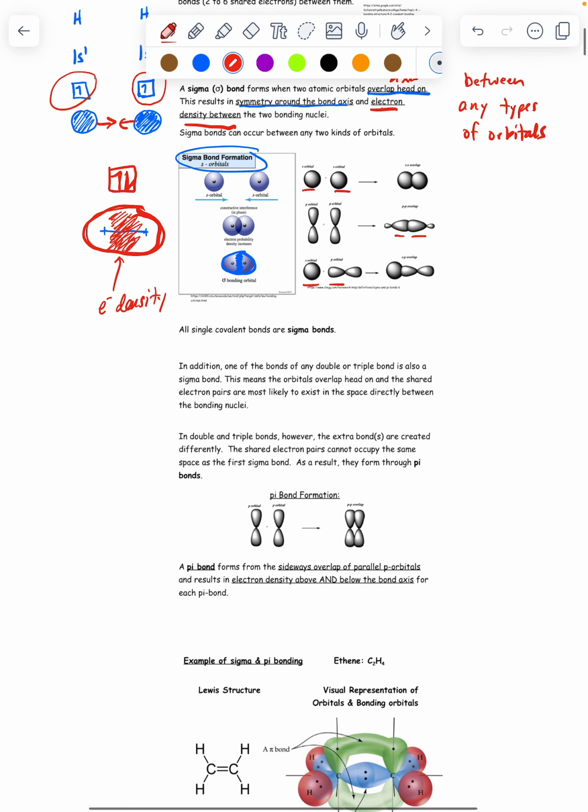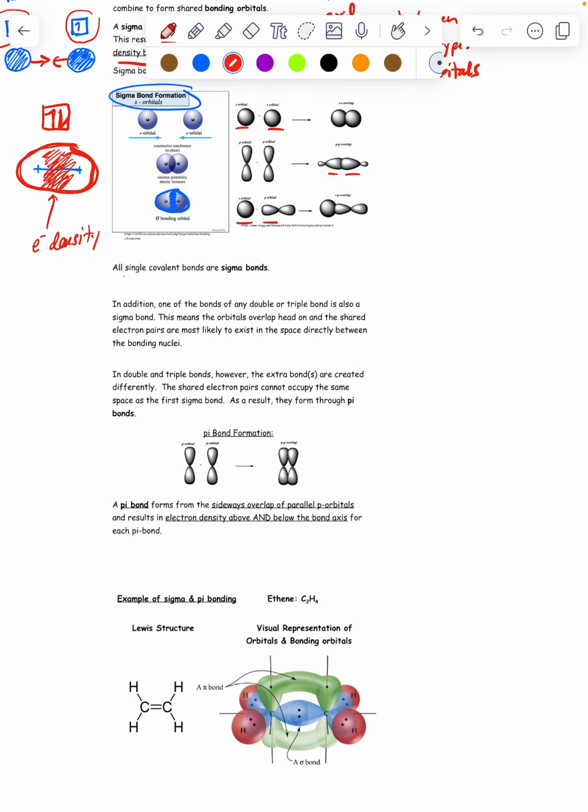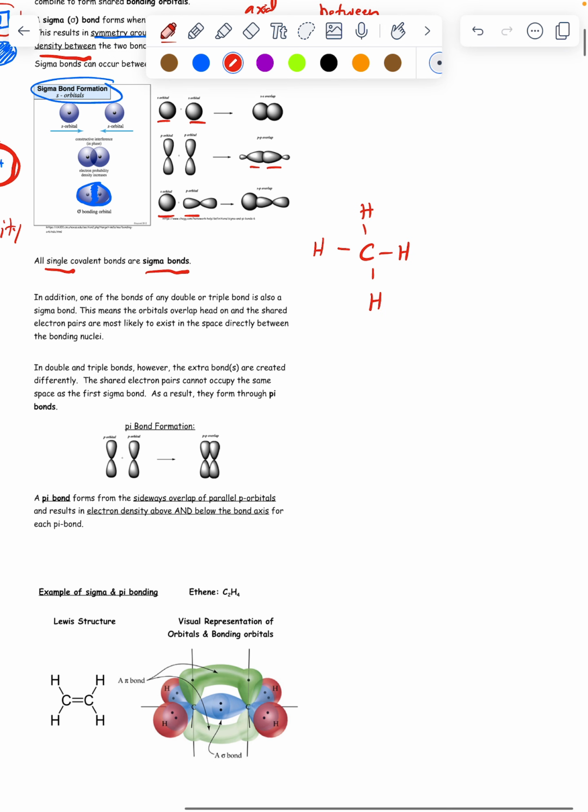And when you're looking at a Lewis structure, anytime you see a single bond between atoms, that bond is a sigma bond. This is the first kind of bond that forms between atoms. So when you have methane, methane has 4 single bonds. Every single one of these is a sigma bond. So this, we would say, has 4 sigma bonds. And I'm using the Greek sigma symbol here, the Greek letter there.